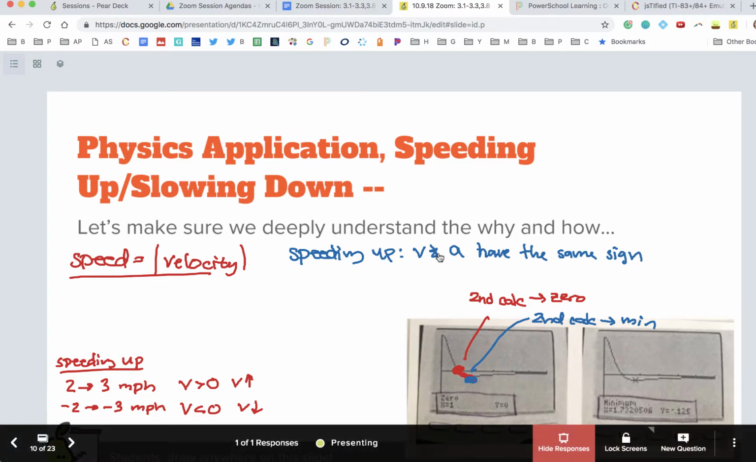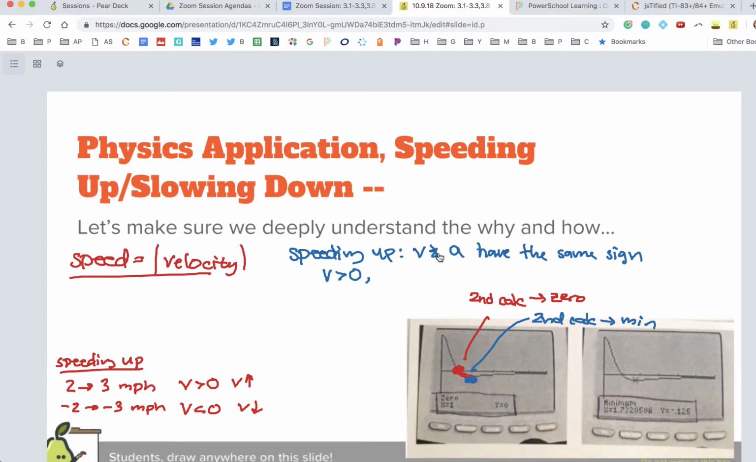Why? Because they have the same sign means that velocity is positive and acceleration is positive, or velocity is negative and acceleration is negative. What does acceleration positive mean? Remember that we have position, then the derivative of position is velocity, then the second derivative of position, which is the derivative of velocity, is acceleration. We learned that relationship. So acceleration is equivalent to the derivative of velocity.